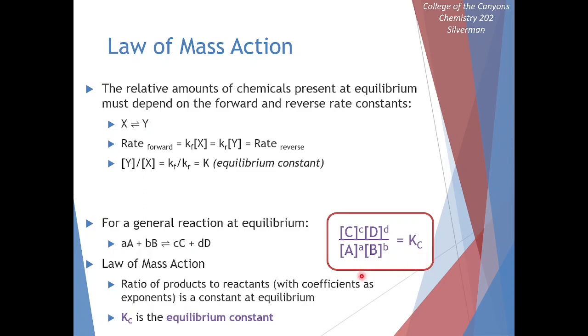This is the law of mass action. Our equilibrium constant is equal to our concentration of products divided by reactants. Coefficients turn into exponents.